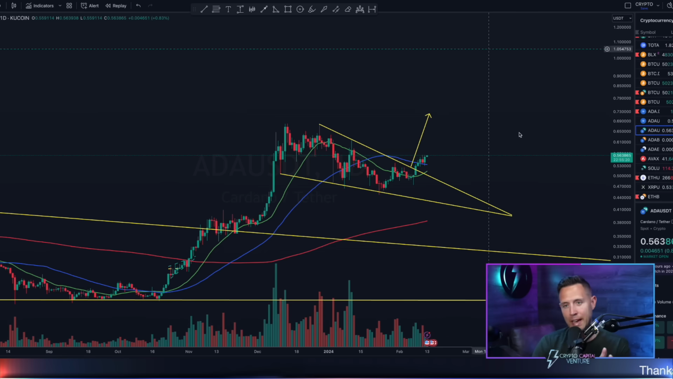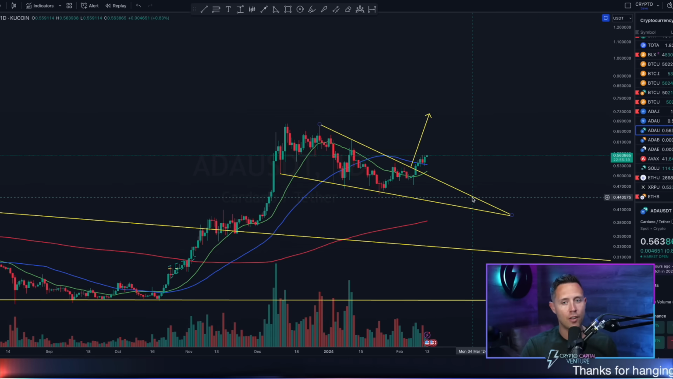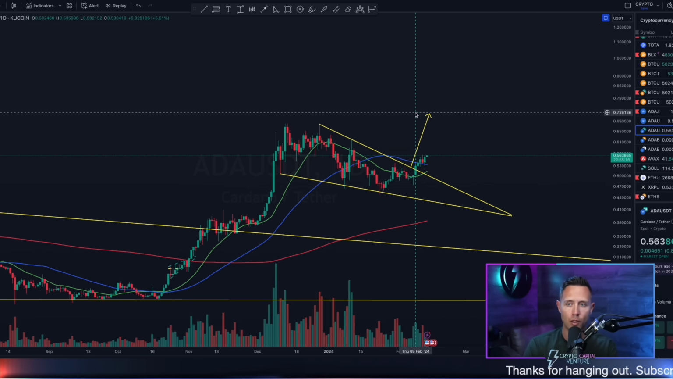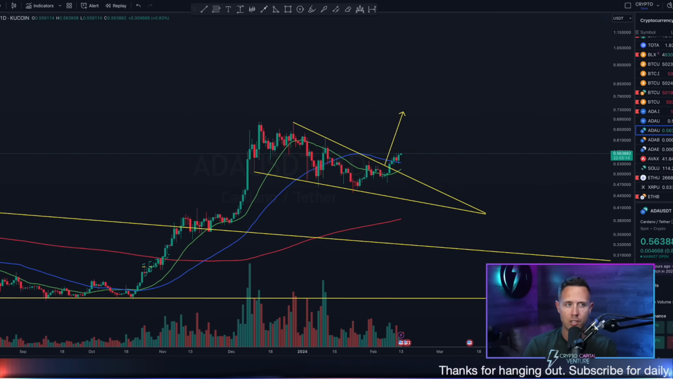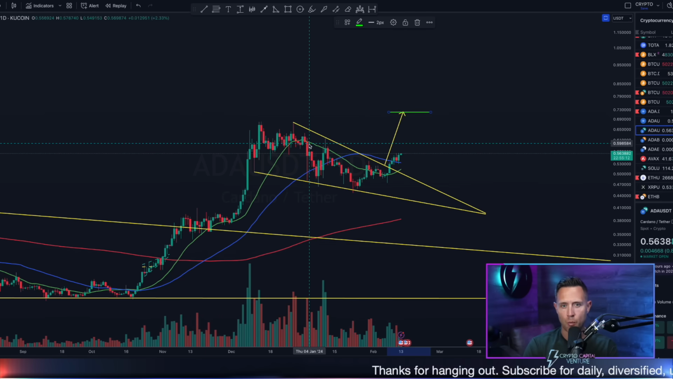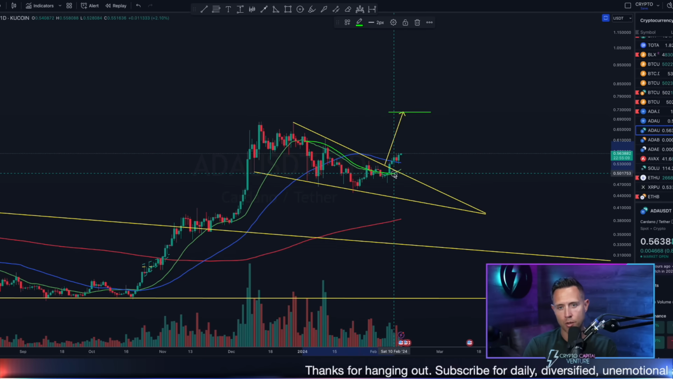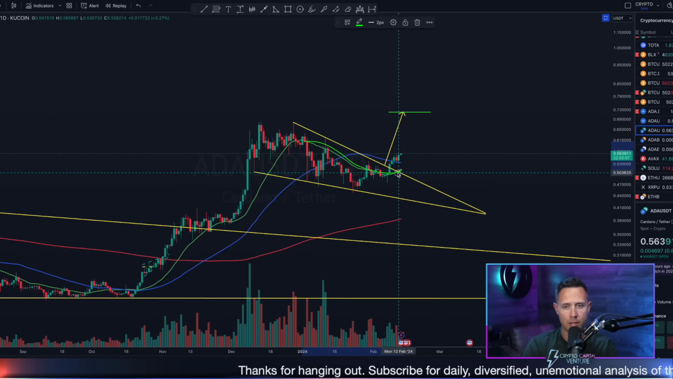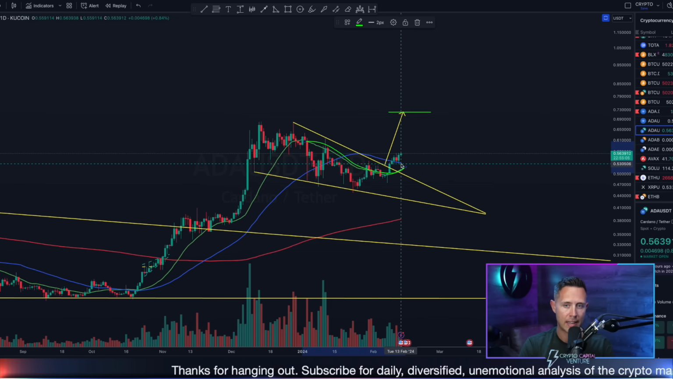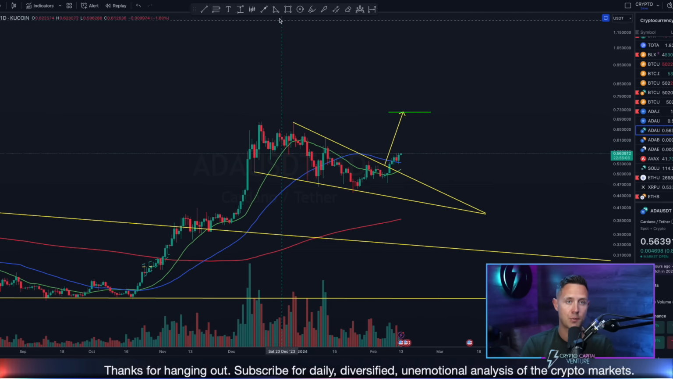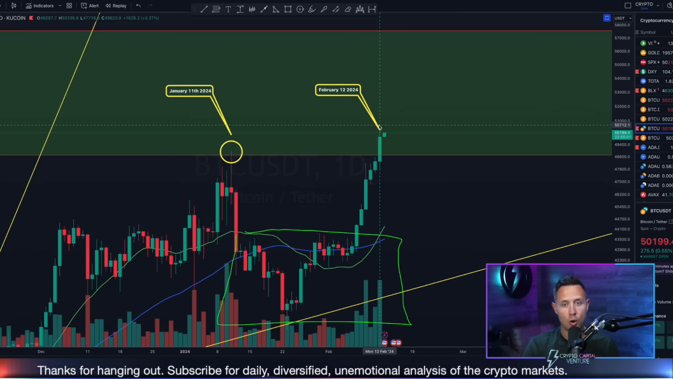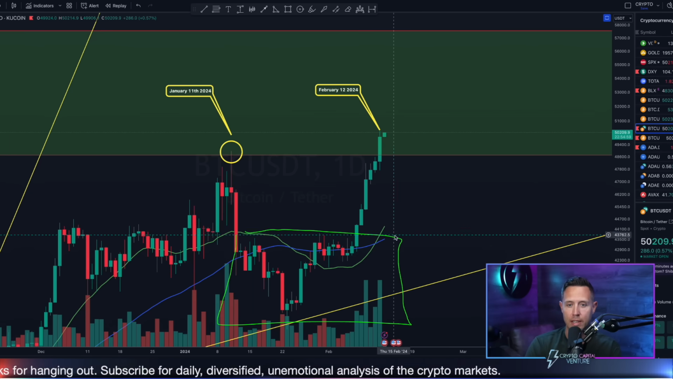So let's start zooming out and talking about this. This is ADA on the daily. We have this falling wedge. One target to note, 72 cents. We had the 20-day moving average crossing below the 50, and now we have that upward momentum, potentially the 20 getting ready to cross back above the 50 to the upside. It's exactly what we want to see. We go over to the Bitcoin chart. What just happened on the Bitcoin daily chart?